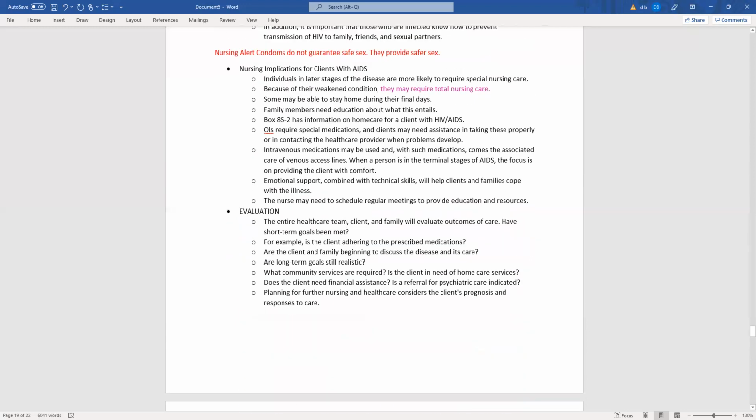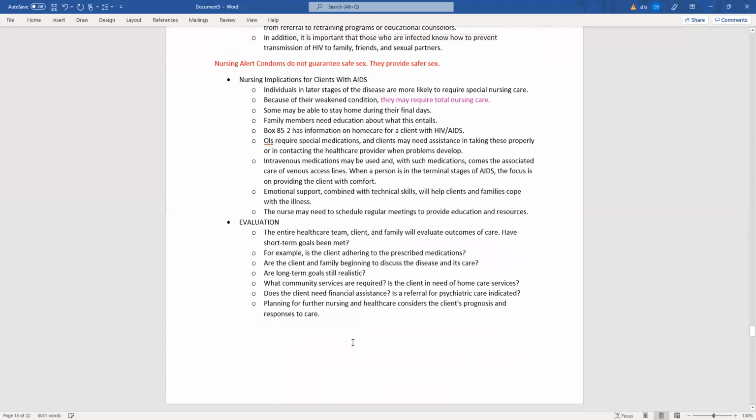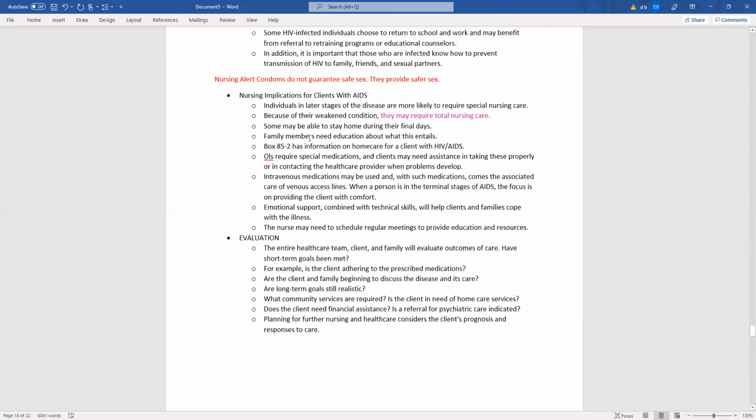Okay, so let's scroll back up. So just know some may be able to stay at home during the final days. So opportunistic infections require special medication, and clients may need assistance in taking these properly or in contacting the healthcare provider when problems develop. Intravenous medication may be used, and with such meds comes the associated care of venous access lines.